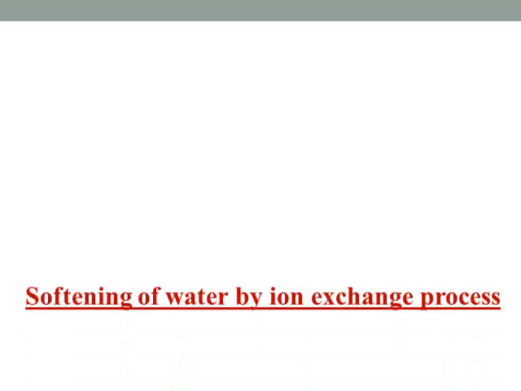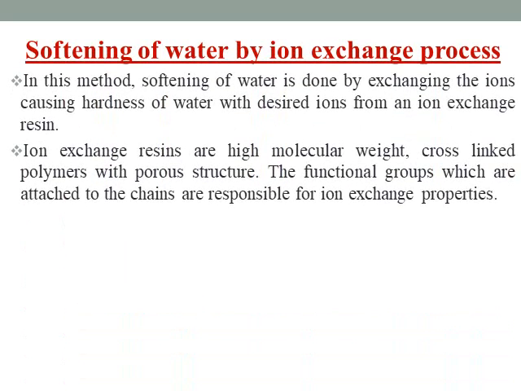So, a typical ion exchanger will consist of two exchanger beds. The first one is a cation exchanger, where water is allowed to pass through and all cations will be removed. The water coming out after the cation exchanger is passed through the anion exchanger so that all the anions will be removed. So in this method of softening of water, it is done by exchanging the ions which usually cause the hardness of the water.